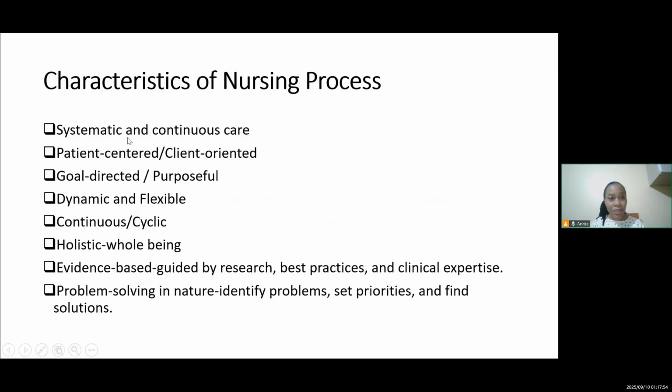Characteristics of the nursing process: it is systematic and continuous care, patient-oriented, goal-oriented, dynamic and flexible, and continuous as we have seen. It is holistic, evidence-based, guided by research, best practices, and clinical expertise. Also it is problem-solving in nature: identify problems, set priorities, and find solutions.